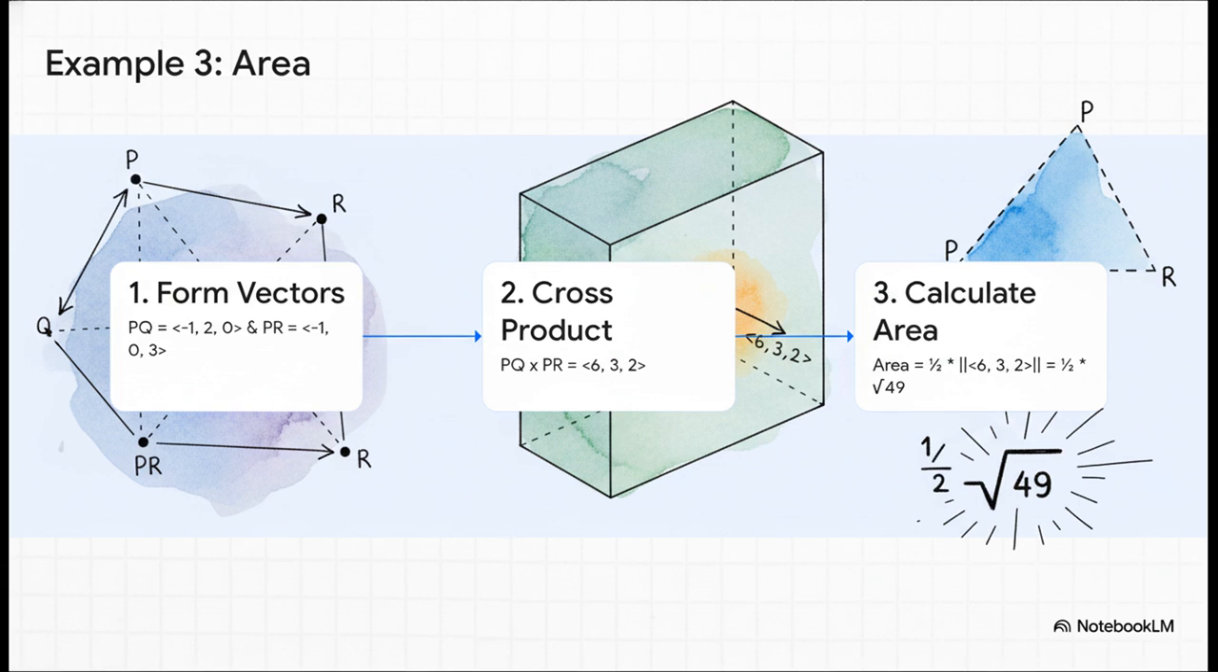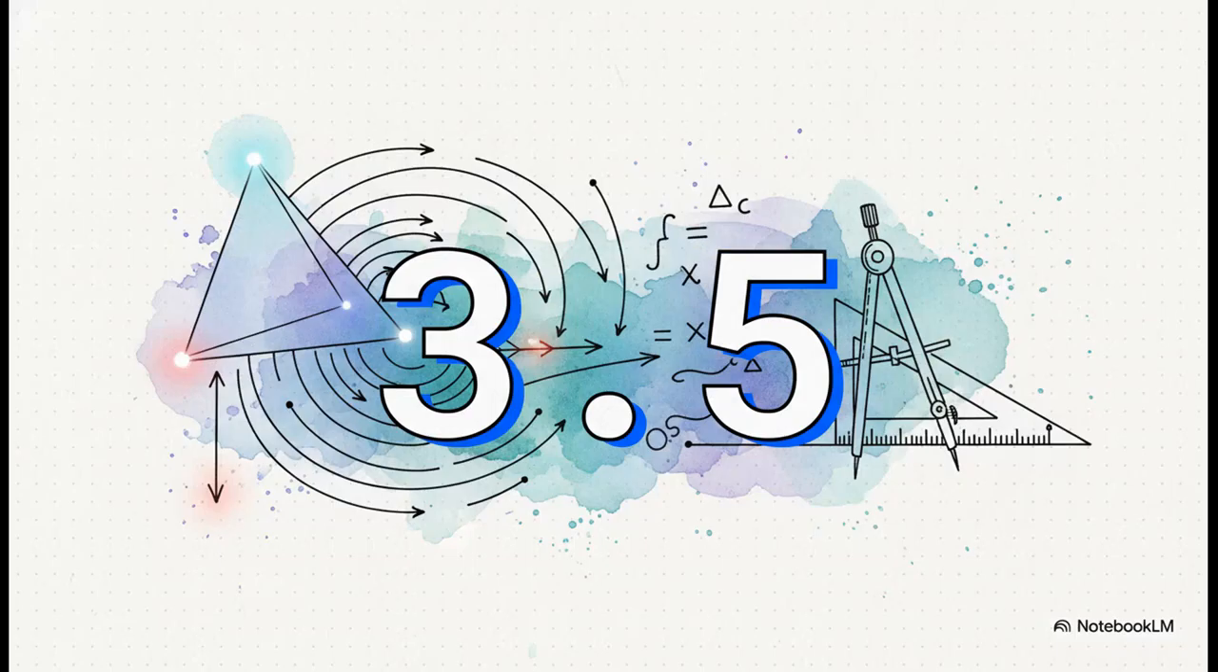Here, that gives us the vector (6, 3, 2). And finally, you find the magnitude of that new vector, which is the square root of 49. And then you just chop it in half. Why half? Well, because any triangle is just half of a parallelogram. And would you look at that? The area is a nice clean 3.5. It's just a beautiful example of how this seemingly abstract vector operation can solve a very real, very geometric problem.